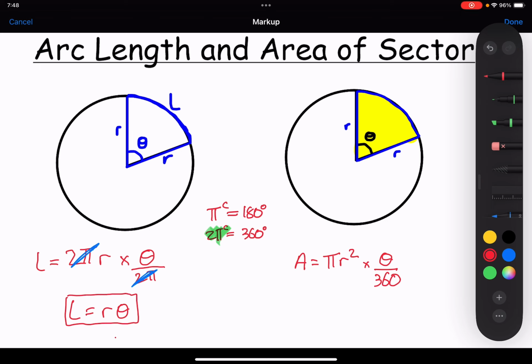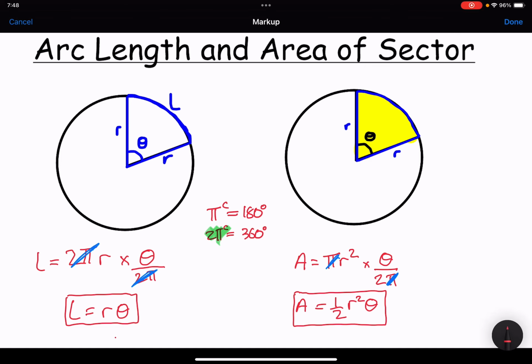Similarly, with the area of the sector, if I replace this 360 degrees with 2 pi radians, again we see that the pi is going to cancel out. We've still got the 1/2 there, but that's okay. We've got the 1/2 times the radius squared times the theta. And so, if we are in radians, we have much simpler formulae for the arc length and the area of a sector.